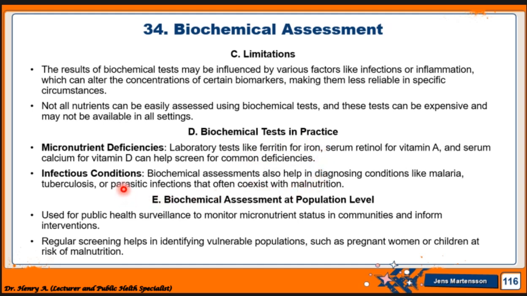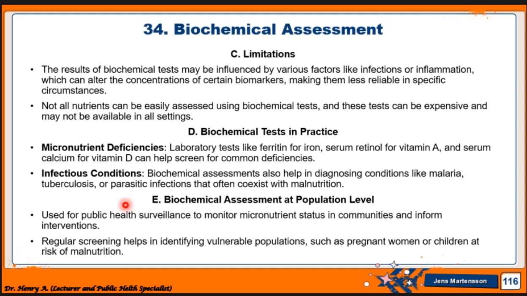Now, for infectious conditions, you have biochemical assessments which help in diagnosing conditions like malaria, tuberculosis, and parasitic infections, because they often coexist with malnutrition. So you have these biochemical tests that will help you in diagnosing it.